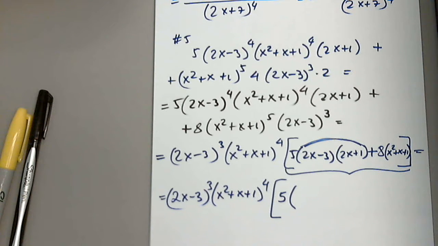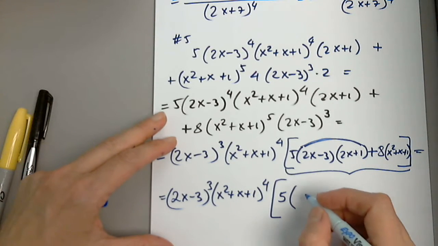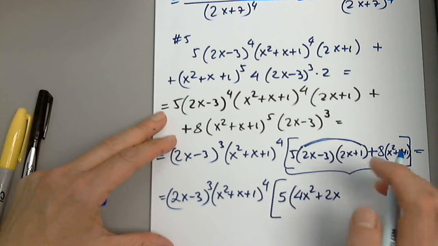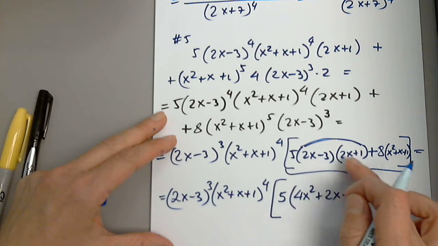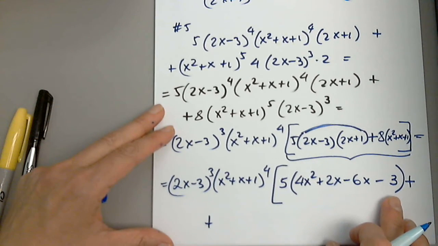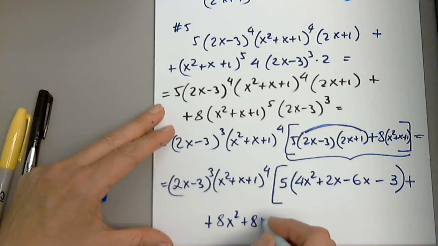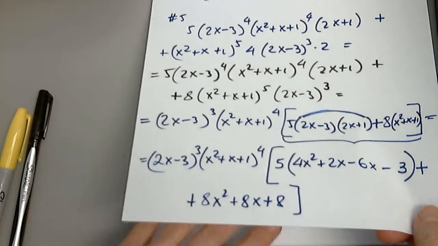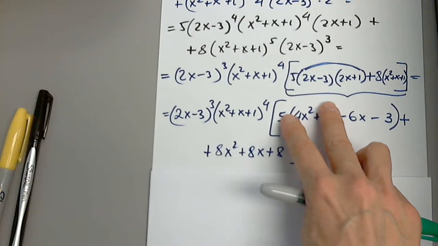And then distribute 5. So 2x times 2x. 4x squared. Very good. 2x times 1. Negative 3 times 2x. 6x. And negative 3 times 1. Minus 3. Close the parenthesis. Plus 8x squared plus 8x plus 8. I will combine like terms and distribute 5. And then combine like terms again. It's a lot of writing, but once you see it, you can't miss it.